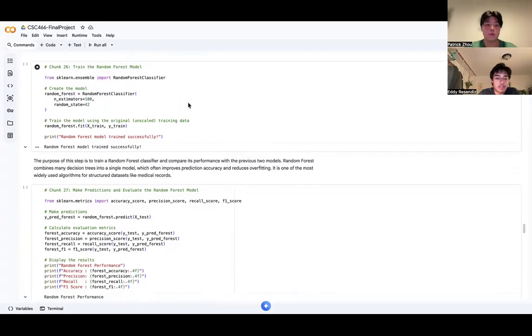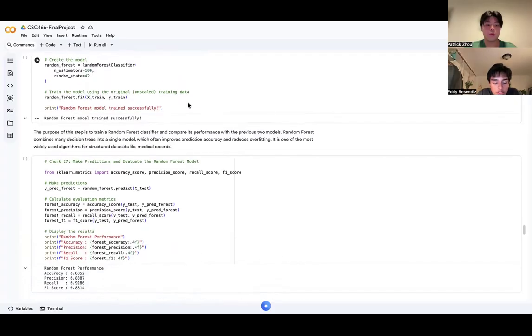For our next chunk of code, it is chunk 27. This step uses the trained random forest model to make predictions on the test set and evaluates performance using the same metrics as the previous models. So this keeps the model evaluation more consistent.